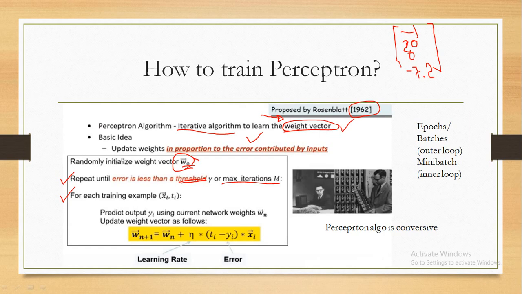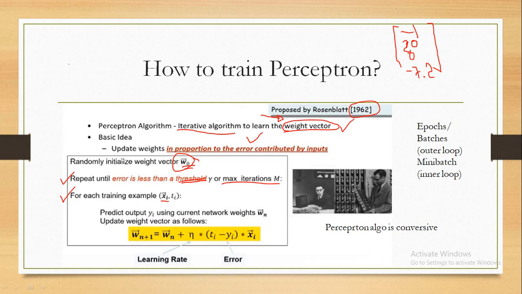Another thing: what happens in the inner loop? For each training example xi, say I have 100 records. Then xi for the first record is a vector of 4 values. Why 4 values? If we focus on the iris dataset, we have 4 columns: petal width, petal length, sepal width, sepal length. So for the first record I will get 4 values.